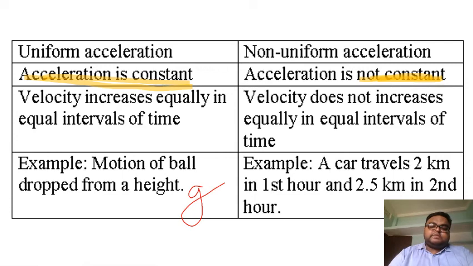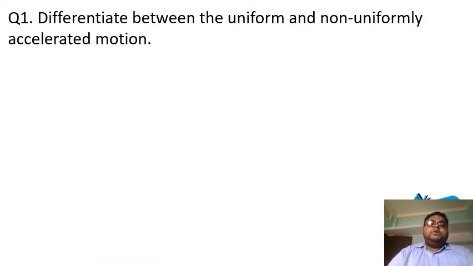So now let's go to the quiz section. Differentiate between the uniform and non-uniformly accelerated motion. In the uniformly accelerated motion, the acceleration is uniform, meaning there is equal acceleration in equal intervals of time. But in the case of non-uniformly accelerated motion, the body experiences unequal acceleration in equal intervals of time.